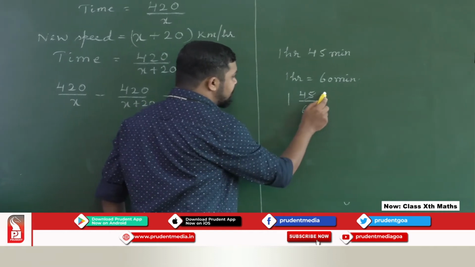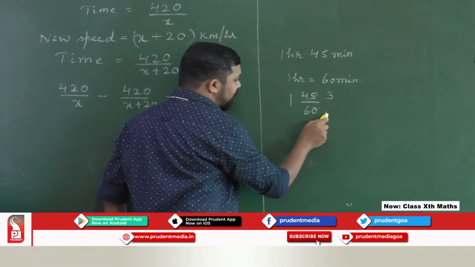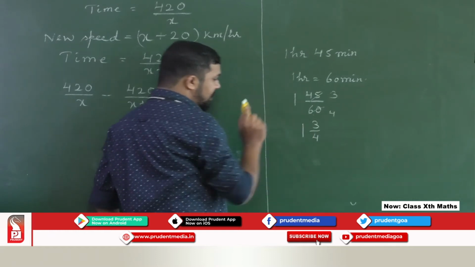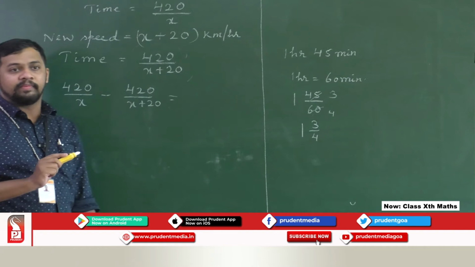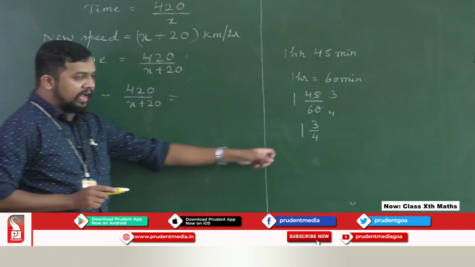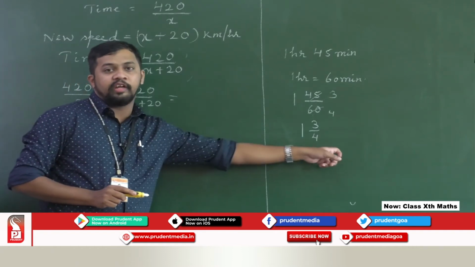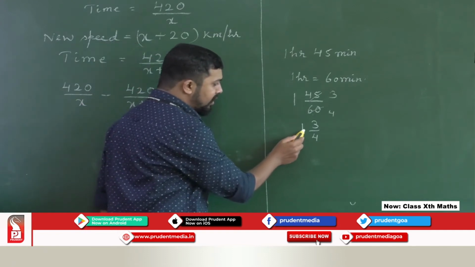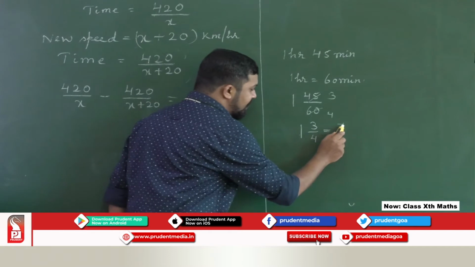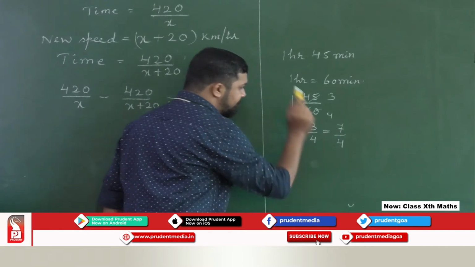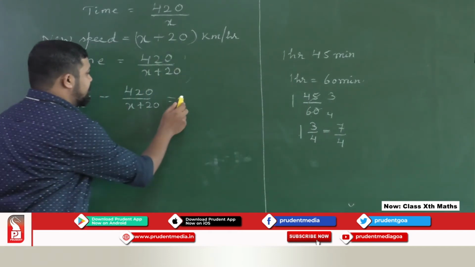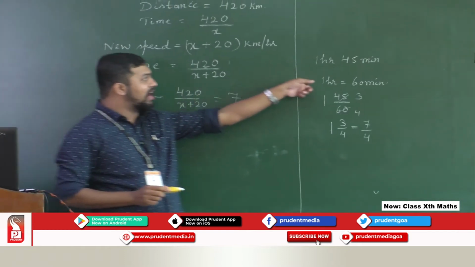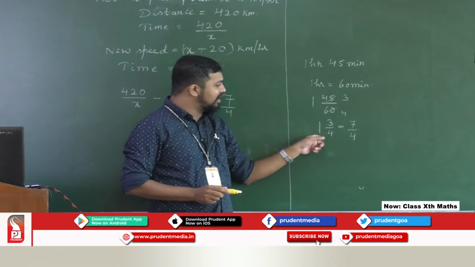15 3s are 45, 15 4s are 60. So I will get 1 3 by 4. So if you see, this is called a mixed fraction. I have to convert this mixed fraction into an improper fraction. So what I am doing is just multiplying. 4 1s are 4 plus 3, that is 7 by 4. So this 7 by 4 is your hours. So I converted 1 hour 45 minutes into hours.